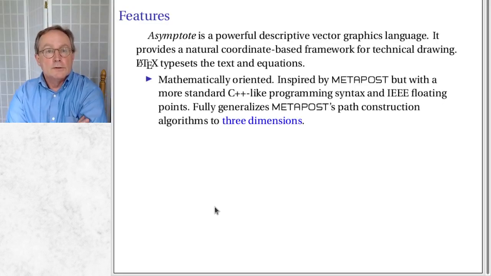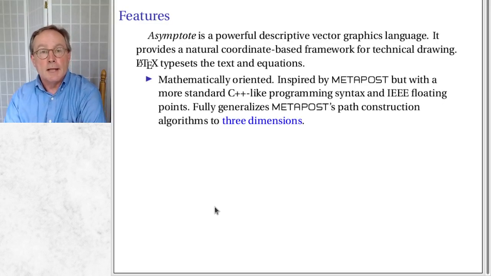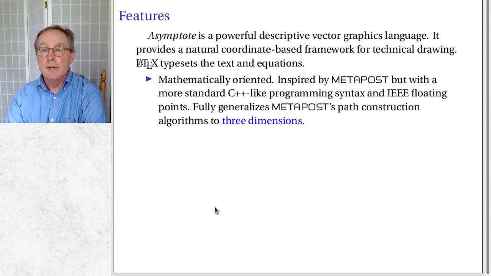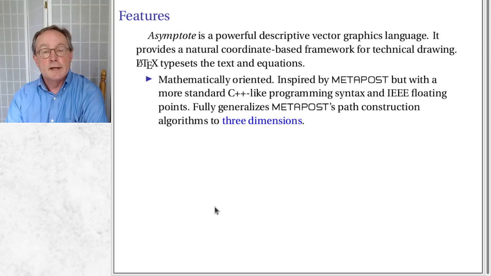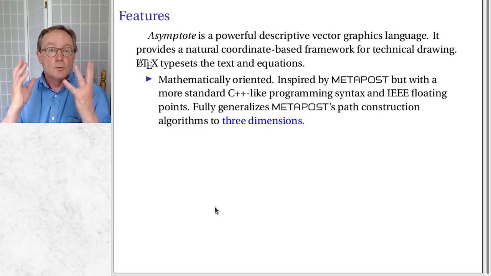Okay, so the introduction, again, I don't think that Asymptote is as widely known as it deserves to be. Asymptote is a powerful descriptive vector graphics language. It uses a natural coordinate-based framework for technical drawings, and LaTeX, of course, TeX, typesets the text and the equations. To me, one of the appealing things is that it is a good impedance match for what goes on between my ears.